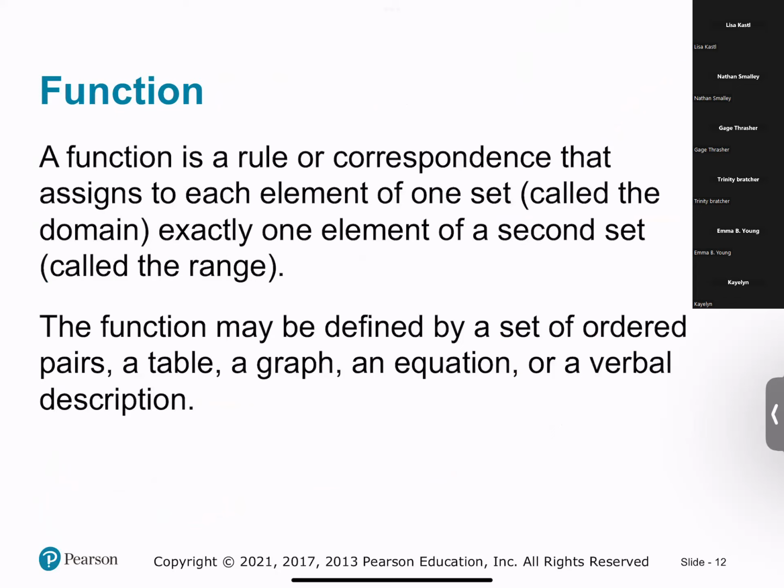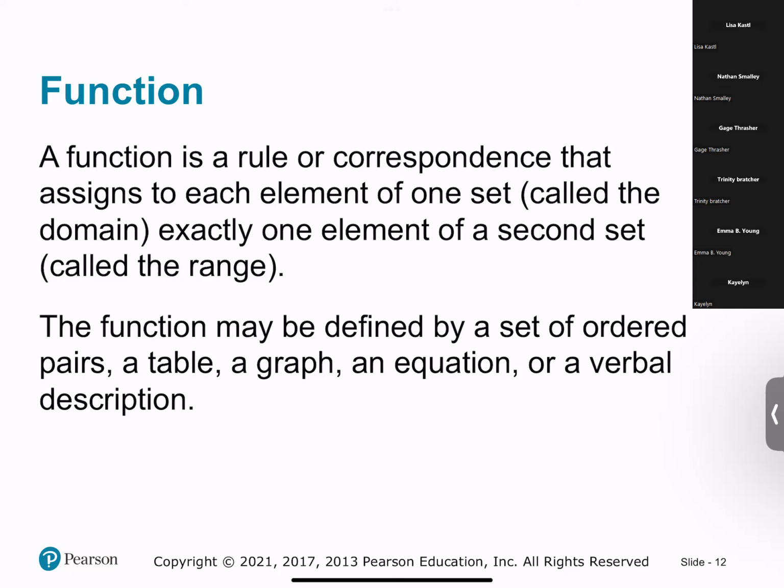So here is our formal definition. A function is a rule or correspondence that assigns to each element of one set, called the domain, exactly one element of a second set called the range. So this correspondence between these two values is a one-to-one correspondence. One element in the domain goes to one element in the range.